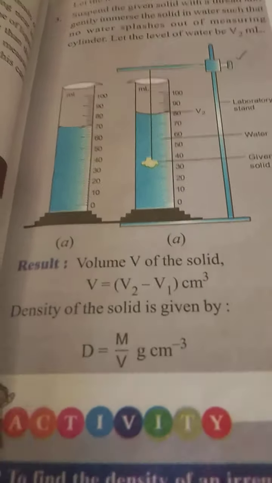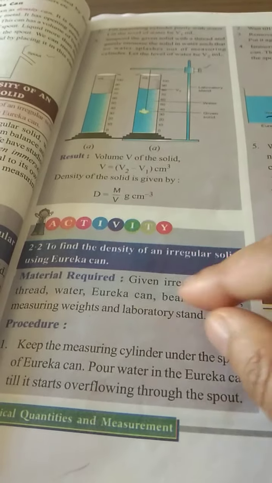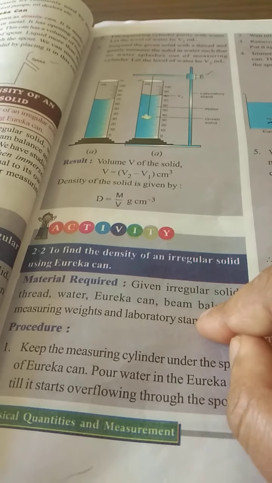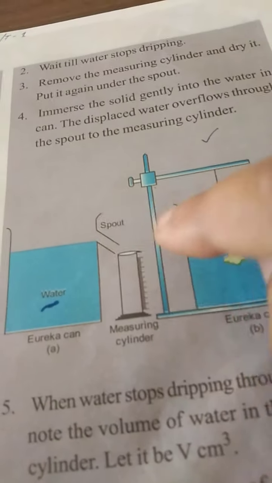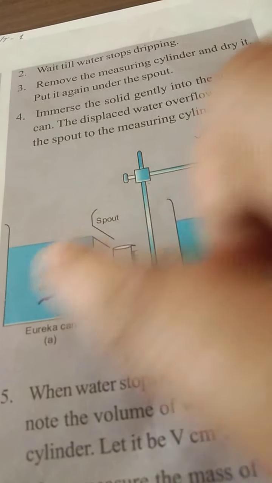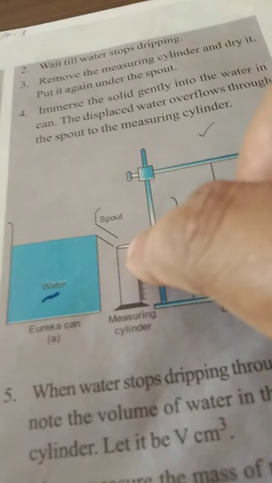Why measuring weights and beam balance? On one side you have to keep the solid and on the other side measuring weights, 50 gram or 1 kilogram. So those blocks you have to keep in the beam balance. Keep the measuring cylinder under the spout of the Eureka can.